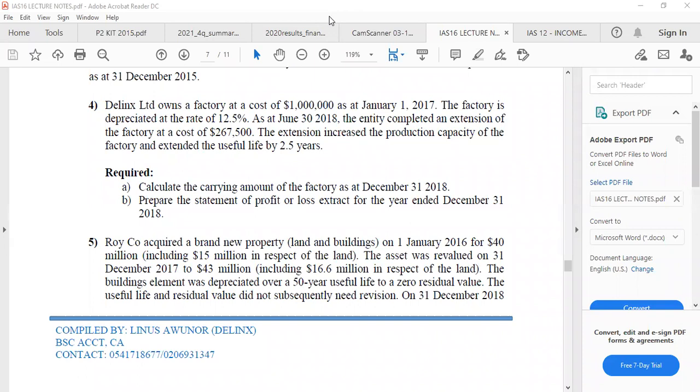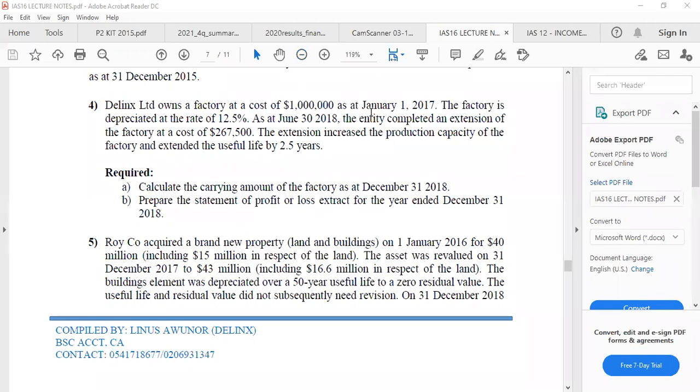So the extension is a subsequent expenditure incurred on the factory, isn't it? So the question now is, should that 267,500 be capitalized as part of the cost of the asset? If yes, why? If no, why? Last time we said that if the subsequent expenditure has increased the production capacity of the asset or has also increased the useful life of the asset, that particular subsequent expenditure must be capitalized.